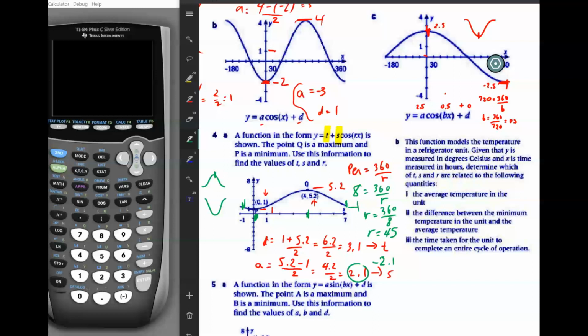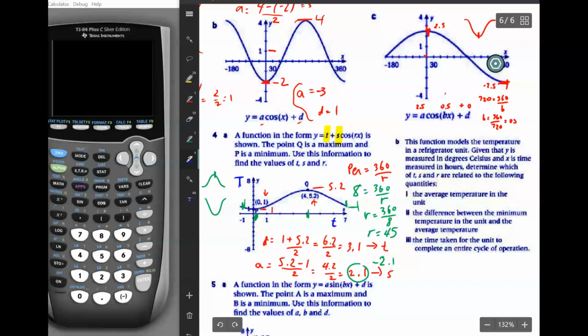So this function models the temperature in a refrigerator unit. Given that y is measured in degrees Celsius and x is time measured in hours, determine which of T, S, and R are related to the following quantities. The average temperature in the unit. If the temperature is the height of the function, the y-axis, then I would label this big T. And then the x-axis is the time, so I'll put small t here.